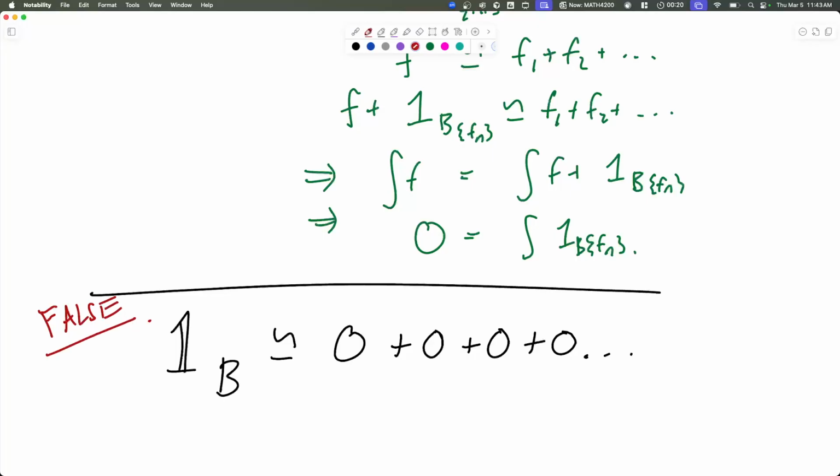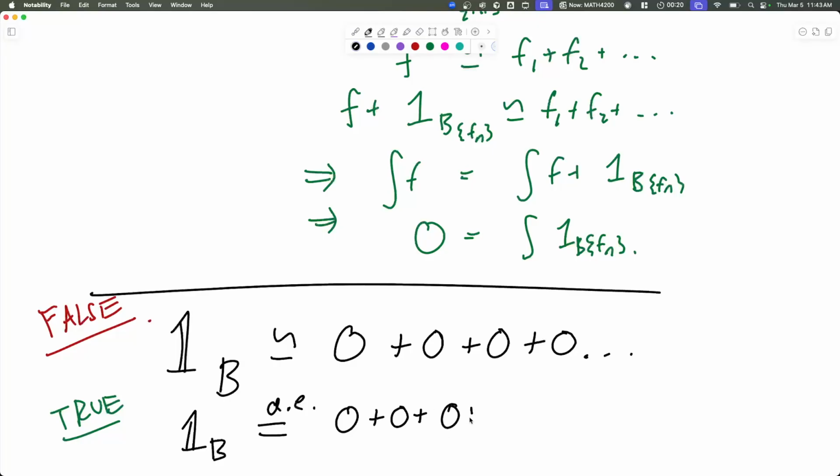And the reason is the set where these things converge. So this thing is almost everywhere equal. Let me write that down first. True is that the indicator of a null set is equal almost everywhere to 0 plus 0 plus 0, but it is not tilde equals.